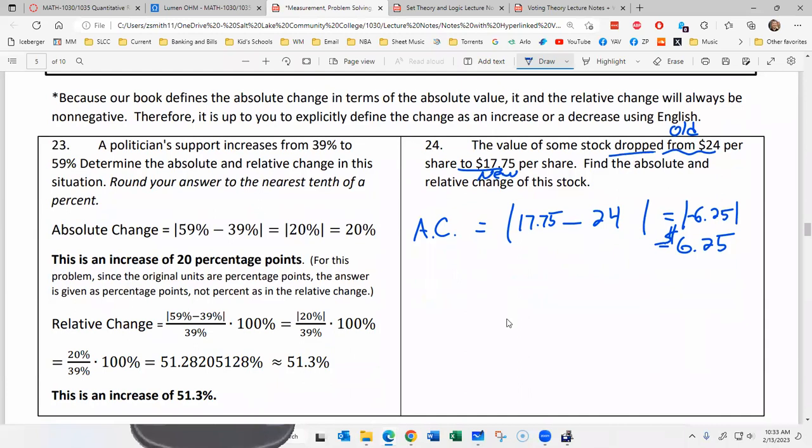So because this thing dropped, we have to say decrease. That's what we'd want to have for the absolute change. In absolute terms, it decreased $6.25.